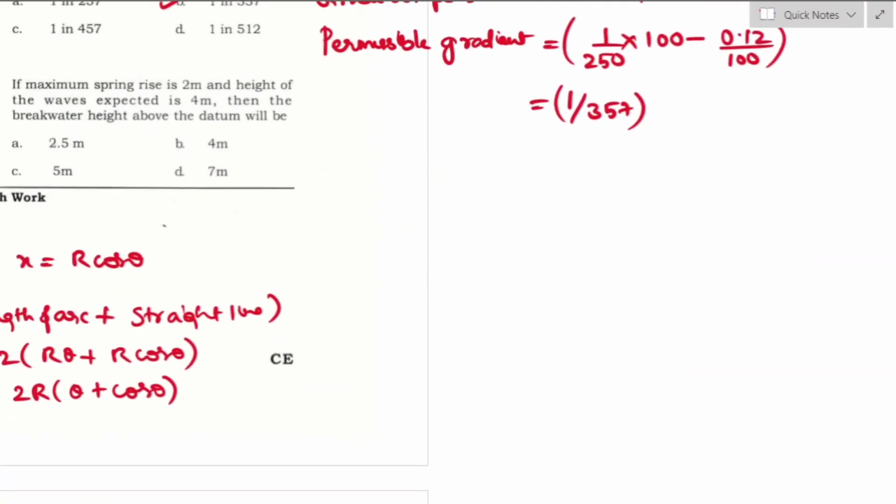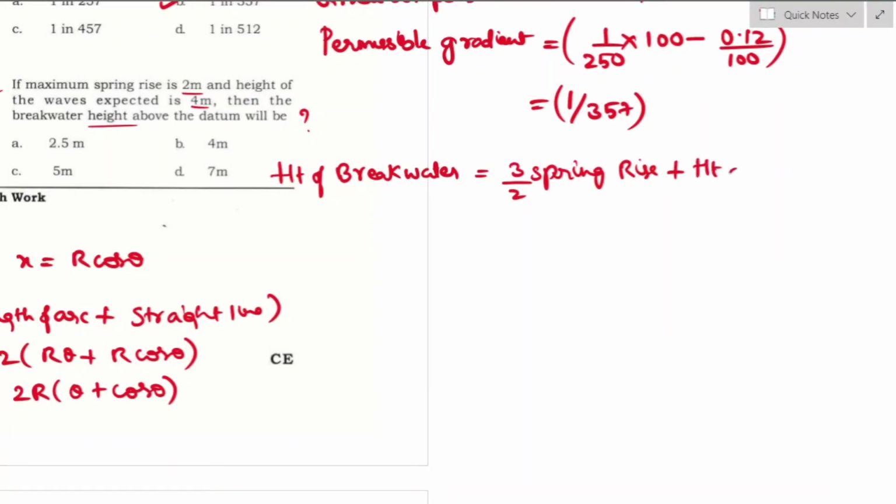Question number 75. The maximum spring rise is 2 meter and the height of the waves expected is 4 meter. Then the breakwater height above the datum will be. So we have to find the height of the breakwater. 3/2 of spring rise plus height of wave. So 3/2 of spring rise is 3 meter, plus 4 meter is the height of the wave, which is 7 meter. So the right answer is option D, 7 meter.